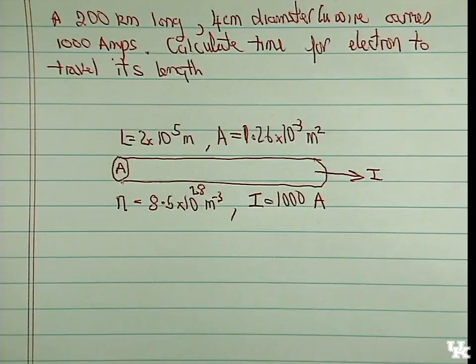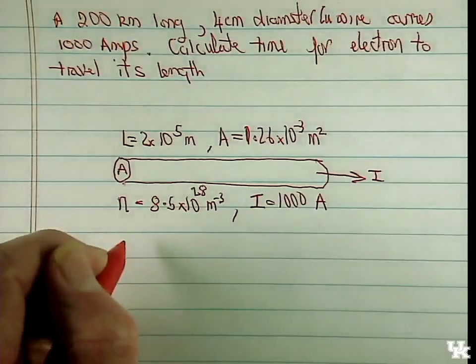So that was a key statement, right? If you're told the type, the material of the wire, you can look up, it's in the textbook, for example, how many mobile electrons there are per cubic meter, which is a characteristic of the copper or the aluminum or the steel. And so I looked that up.